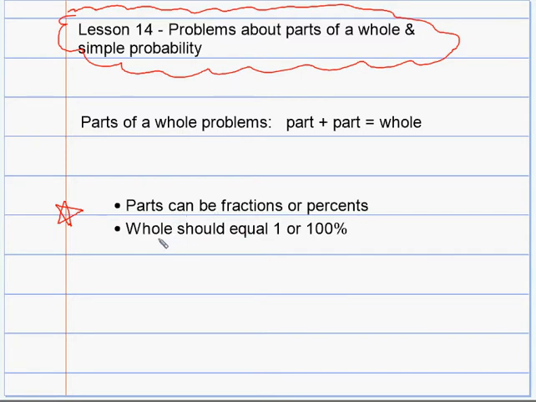They can also be, so fractions, like 1/4, and percents like 25%. Those would be equivalents, 1/4 and 25%. But the whole, when we're looking for the whole amount, we're going to add up to either 1 or 100%. Okay, so a part plus a part is going to equal the whole, and the whole has to equal 1 or 100%.